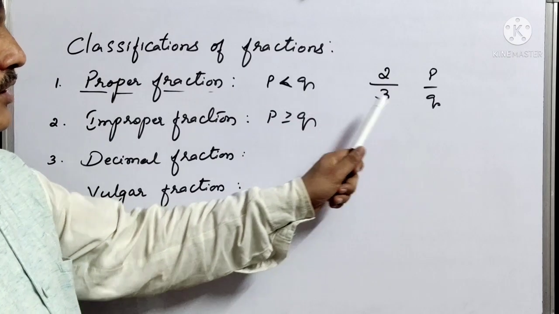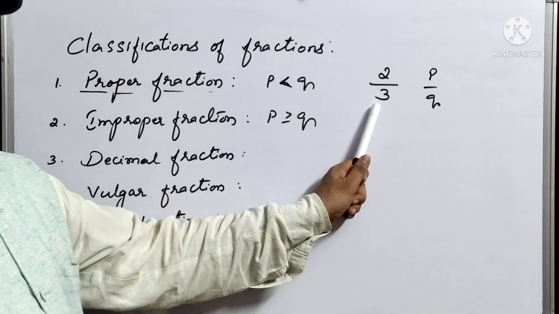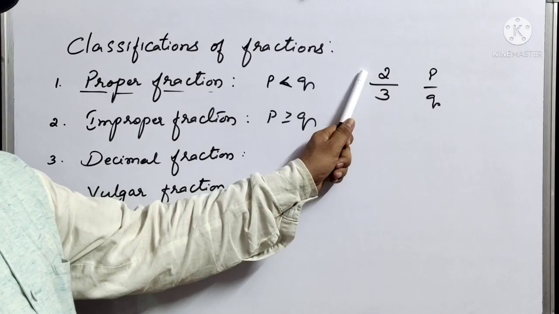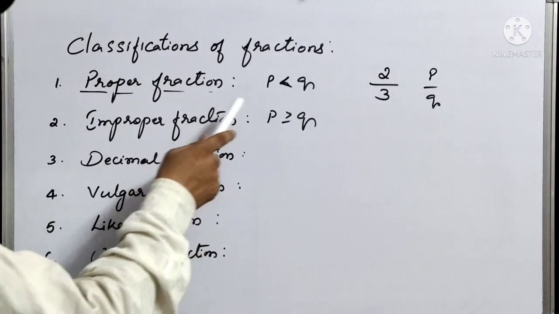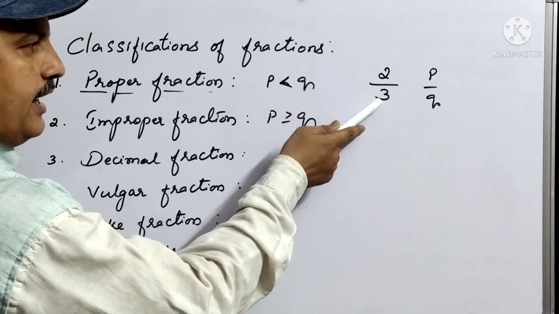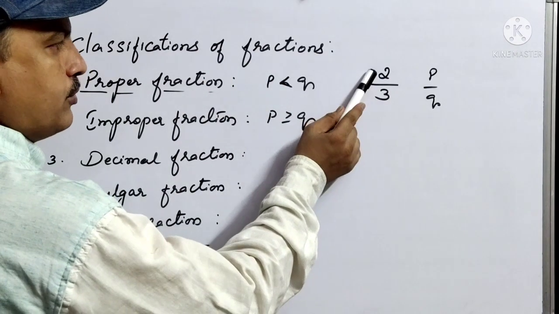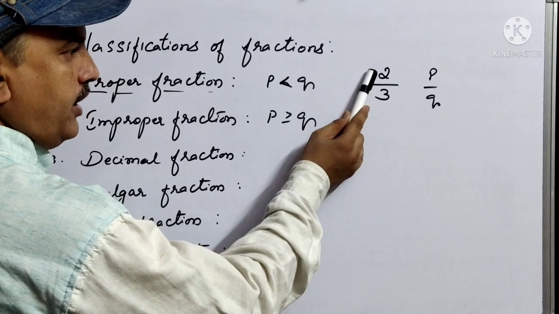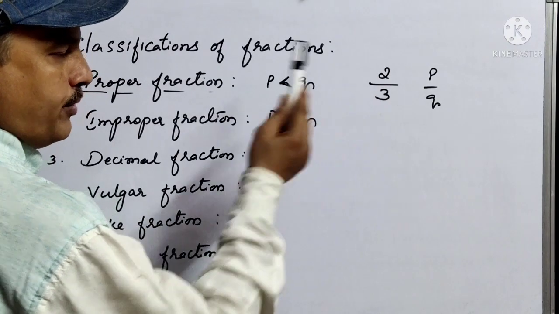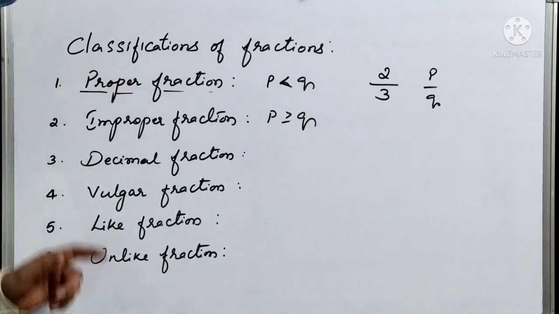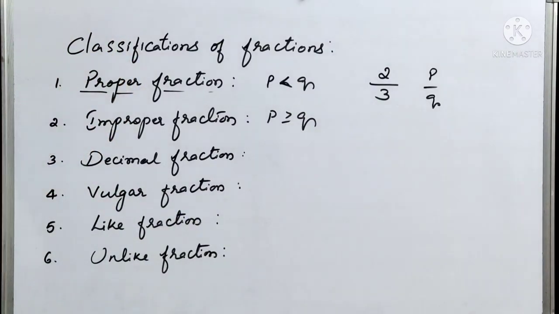That means the denominator, if you see here, is 3. What is the numerator? 2. That means always the numerator should be less than the denominator. So when you see such types of fractions, we call it a proper fraction.